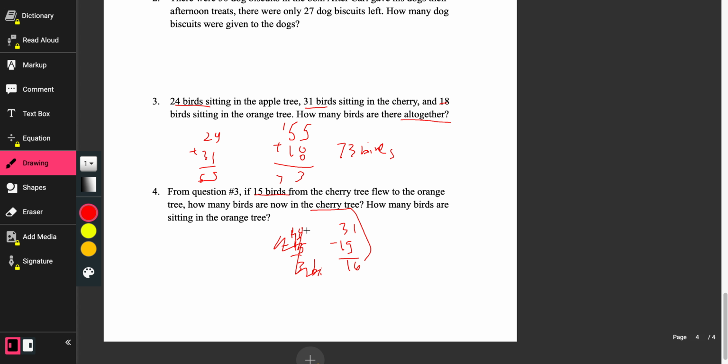So how many birds are sitting in the orange tree? Since we know that 15 birds flew to the orange tree, we're going to do 18 plus 15, and that's going to be 33. So how many birds are sitting in the orange tree? That's going to be 33 birds are sitting in the orange tree. So there you guys have it.